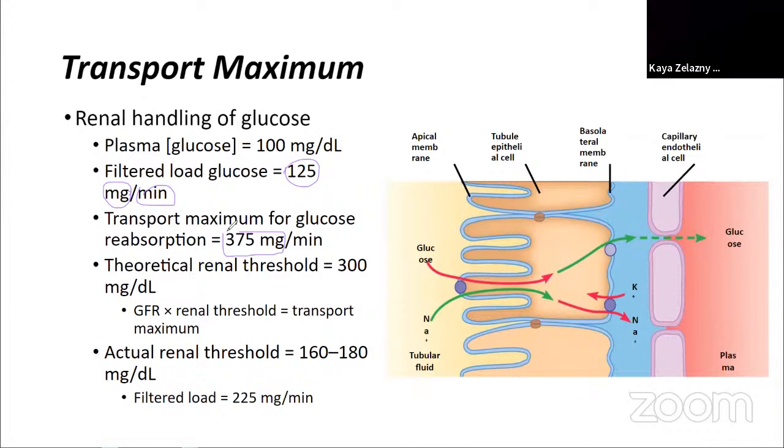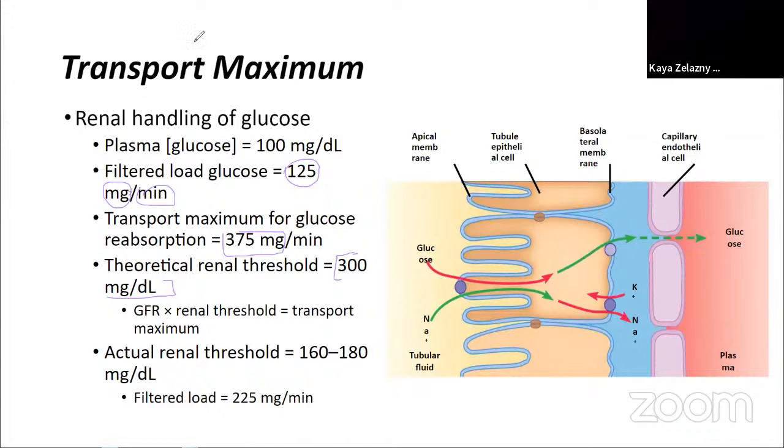So our transport maximum, the fastest we can move glucose, the fastest we can reabsorb it, is 375 milligrams per minute. And if we did the calculations out, that means that at a concentration of 300 milligrams per deciliter in the blood, that is where we would hit that transport maximum.